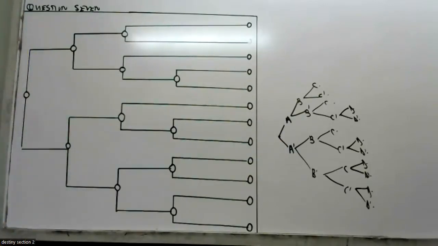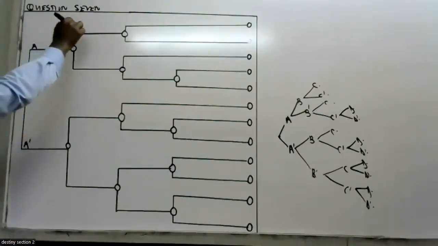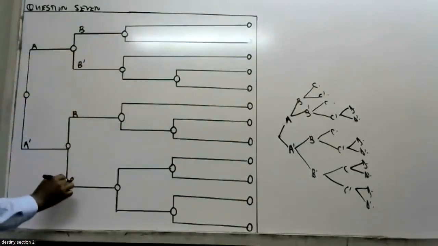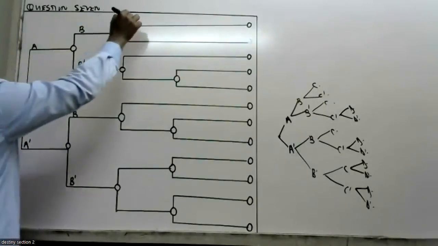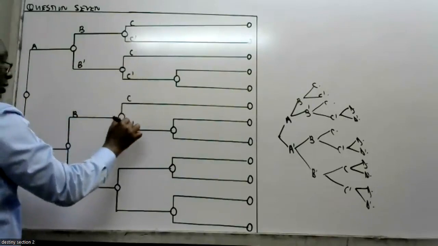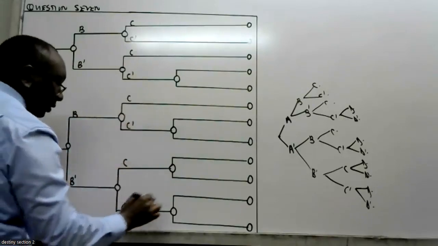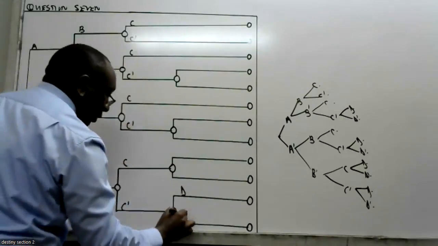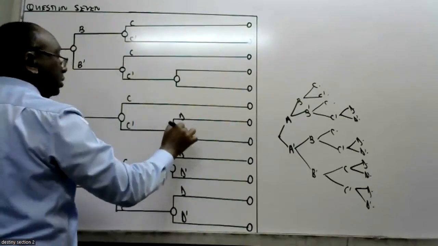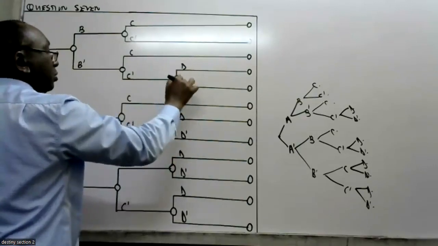So that is how the tree comes out looking like. So we are saying here you get A or you miss it. You get B or you miss it. C, you miss it. Then D, you miss it.